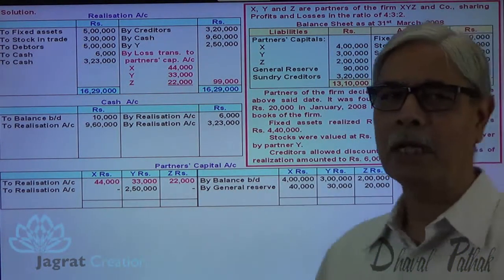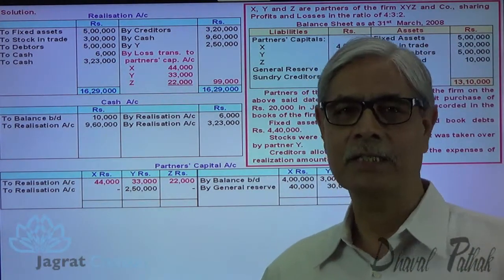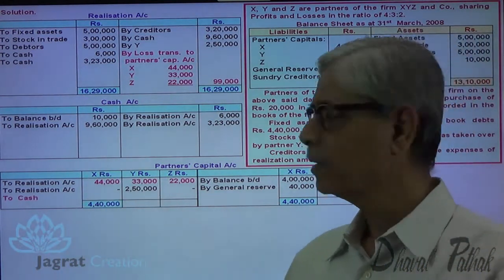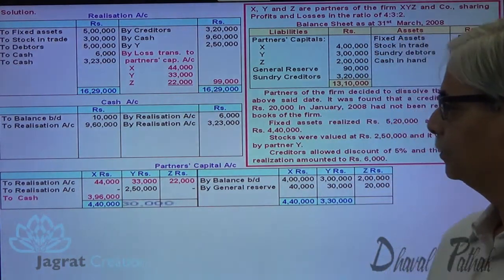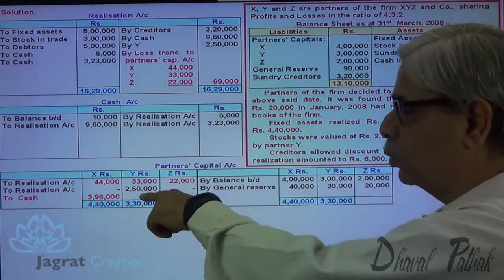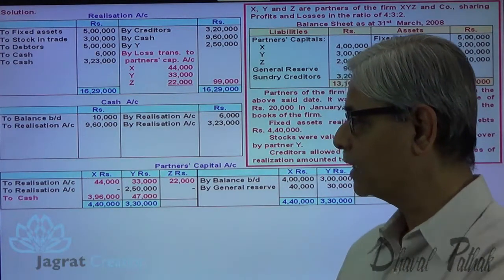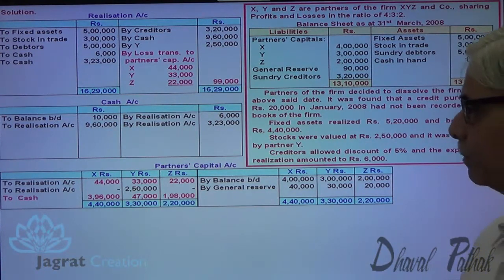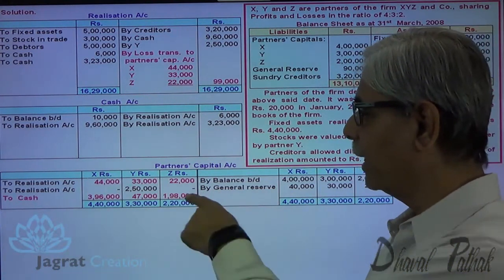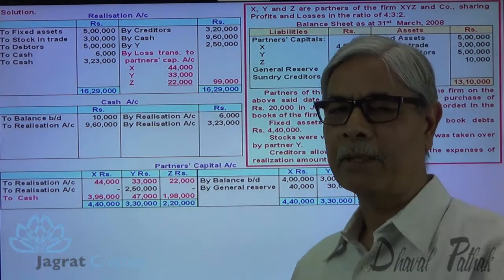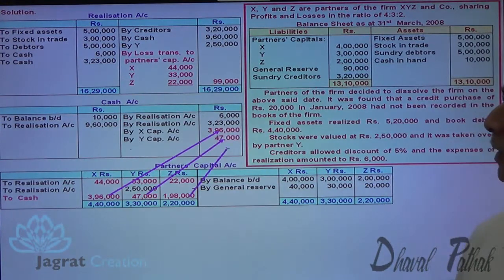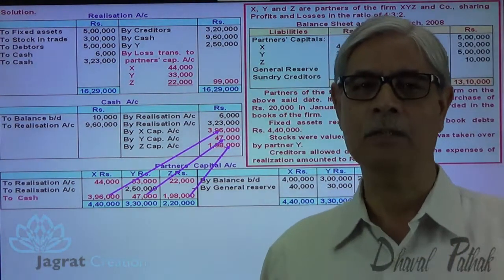Now you have to close the capital accounts and make payment to the partners. So total 4,40,000 minus 44,000. Cash paid to X. 3,30,000 minus 2,50,000 and 33,000. So this is the amount to be paid to Y. Z 2,20,000 minus 22,000. So 1,98,000 are required to be paid to Z. Now payment is made: X capital account debit, Y's capital account debit, Z's capital account debit to cash account. So this is how cash account is credited with all these payments.